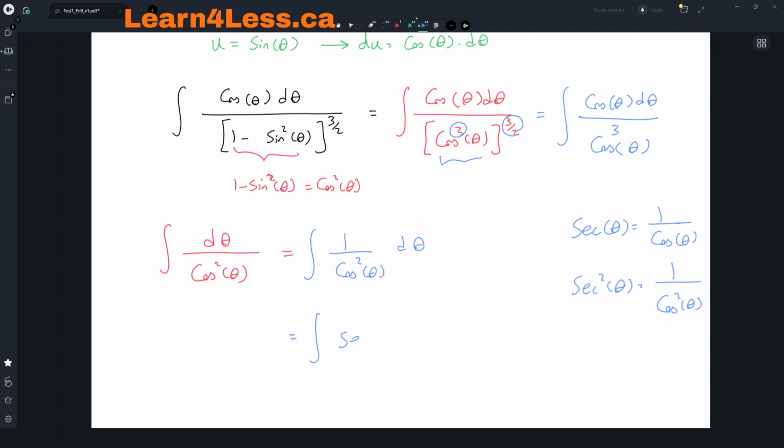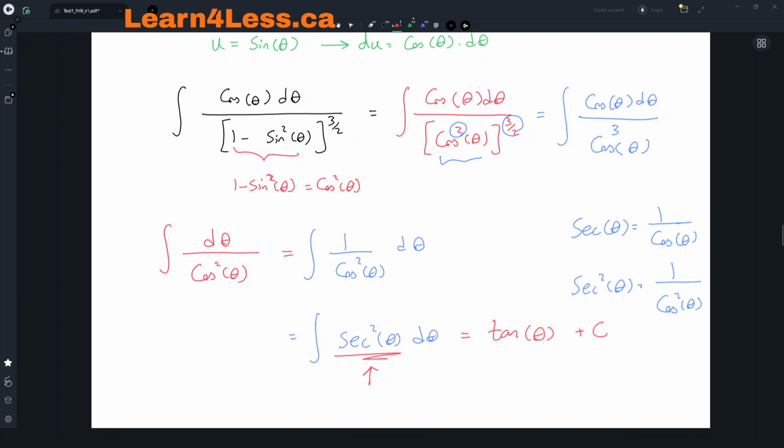How does it help? It helps us in a way that we already know, or we should know, the function whose derivative is secant squared of theta. And that function is tangent. The derivative of tangent is secant squared. So if I reverse this derivative process, the integral of secant squared would be tangent of theta. This is an indefinite integral, so there is a plus c at the end. So this is the final answer to this part.